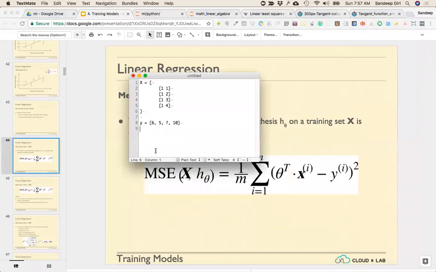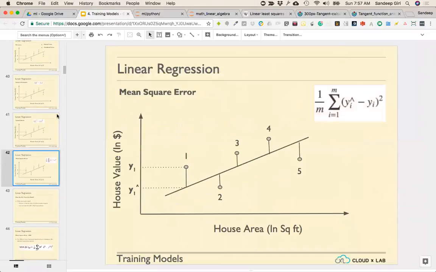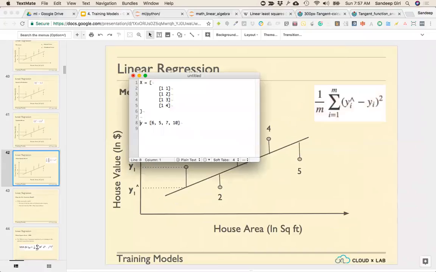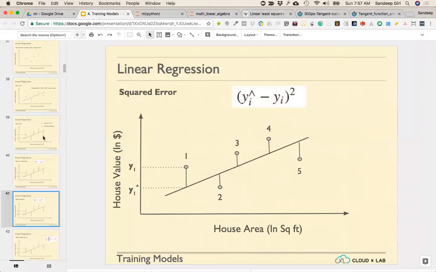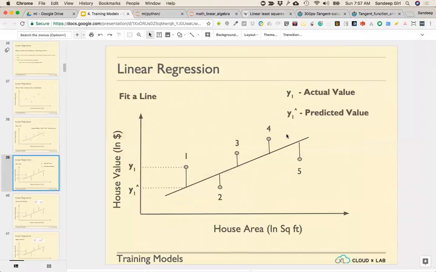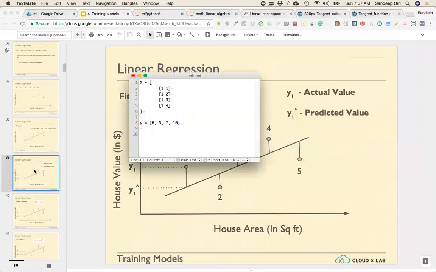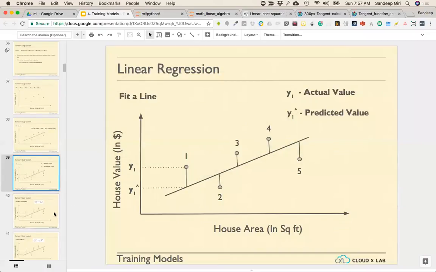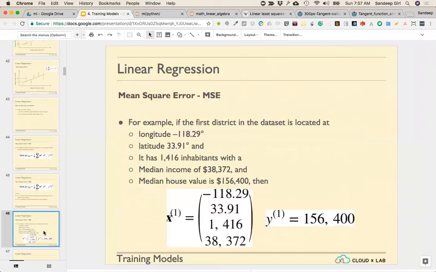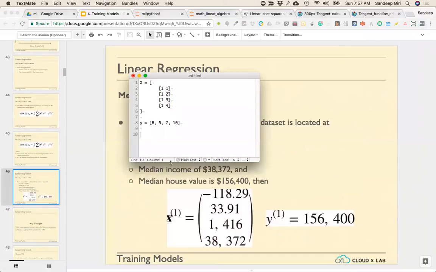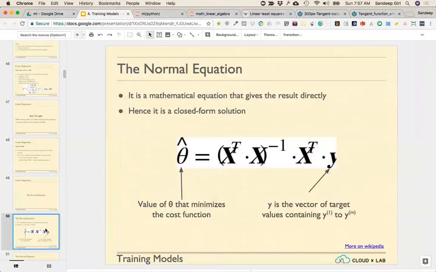So y hat is the optimum solution, right? No, you're right. So what is y hat? Y hat is going to be... all right, let me just tell you. Y hat is the predicted value, okay? All right. So let's go back to the equation.